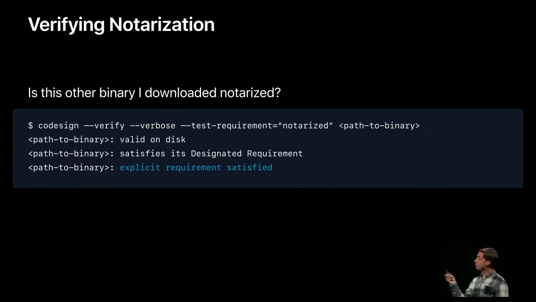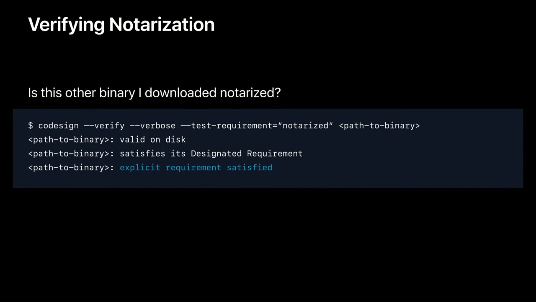And the third line of the output will say explicit requirement satisfied, indicating that the test requirement you passed in on the command line was successfully satisfied, which in this case means the binary was notarized. If it says that the explicit requirement failed, that means the binary wasn't successfully notarized. So that's everything about verifying notarization.